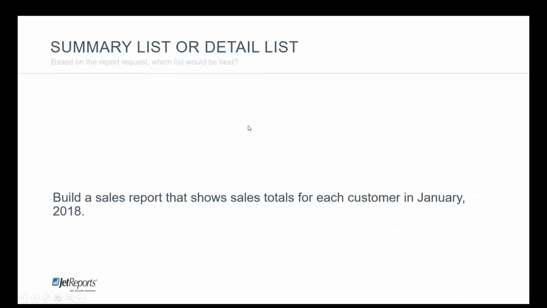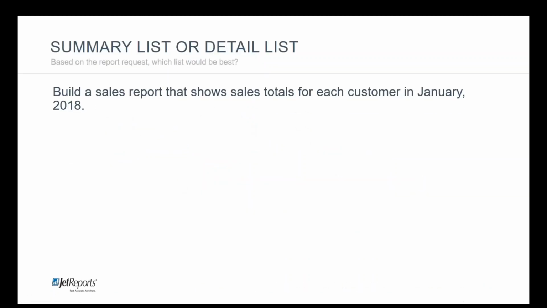The first one is, I need to build a sales report that shows sales totals for each customer in January 2018. As I look at this, I ask, what is it I want a list of? I need a sales report that shows sales. Maybe I need sales for each customer. There we go, for each customer. So what I really need is a list of customers.